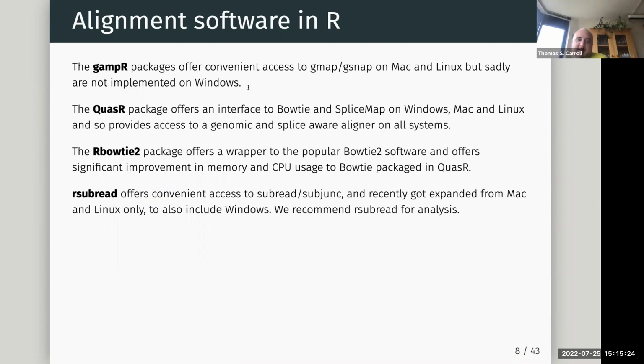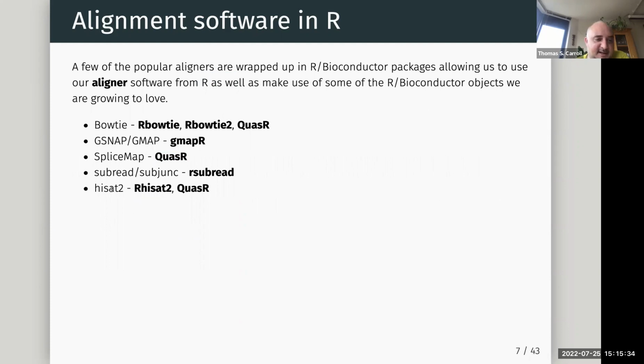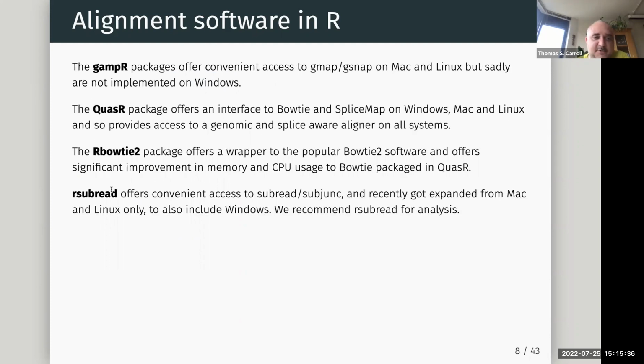So GMapper apparently isn't implemented on Windows, so we wouldn't want to use that. QuasR gives us this interface to Bowtie, SpliceMap, and much more recently, Rhisat2 or HISAT2, and it is available on Windows. So it's a nice package for us. We can use this in the class.